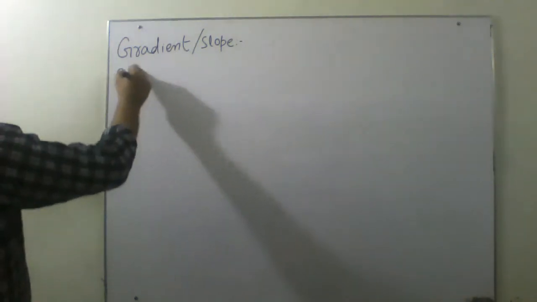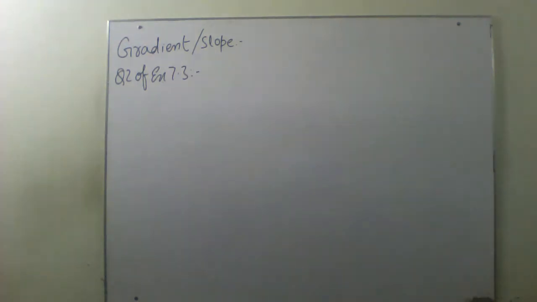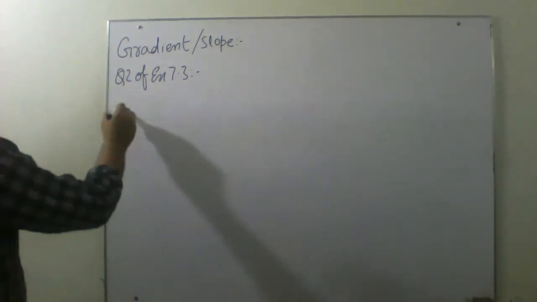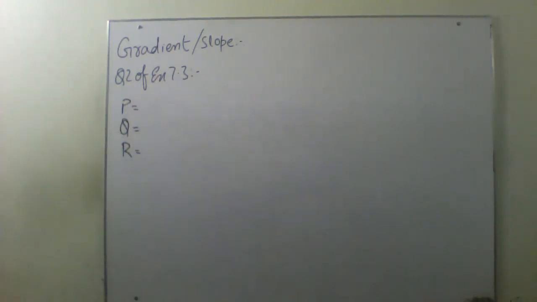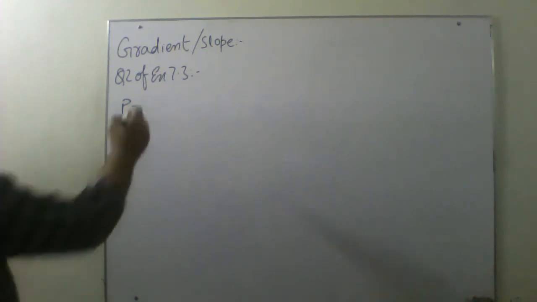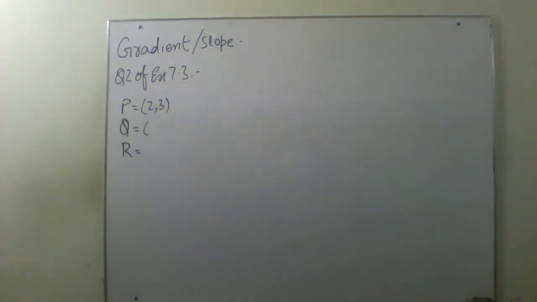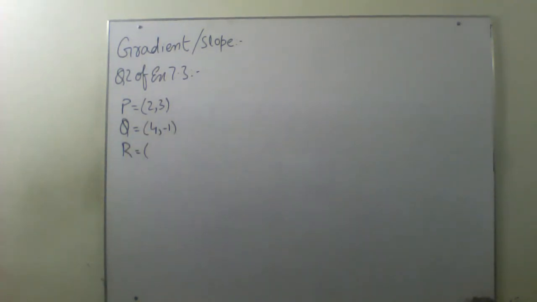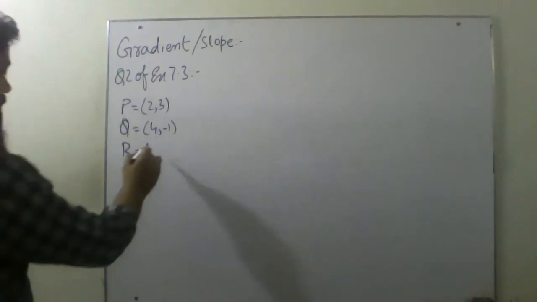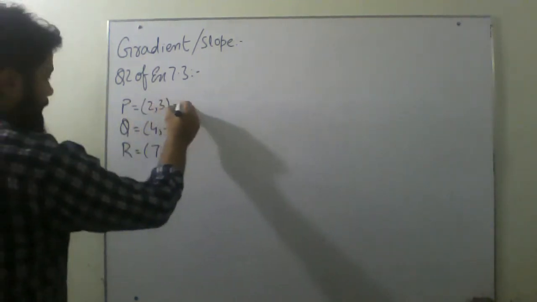Question number 2 of exercise 7.3. The question says that there are 3 points P, Q, and R. The coordinates are given: P is 2, 3. Q coordinates are given 4, minus 1, and R coordinates are given 7, 6. These are the coordinates given to me.